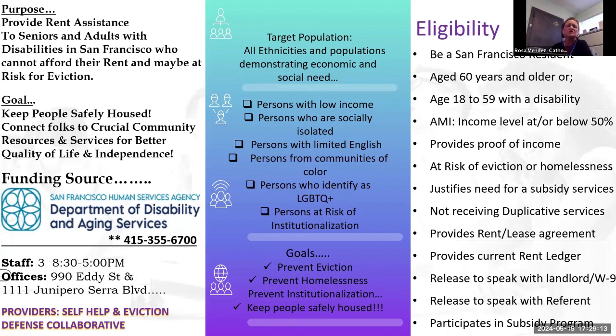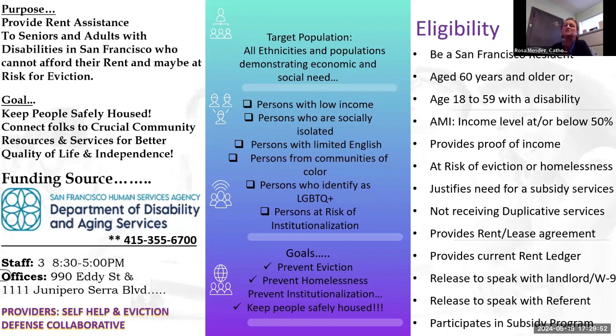This could be persons with low income, persons who may be socially isolated, persons who are limited in English, communities of color, LGBT, and anyone who appears to be at risk of eviction or institutionalization. Our goal, again, is to prevent people from being removed from their homes, and instead keep them safely housed, helping them to continue living out the rest of their lives.